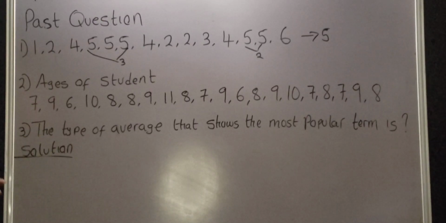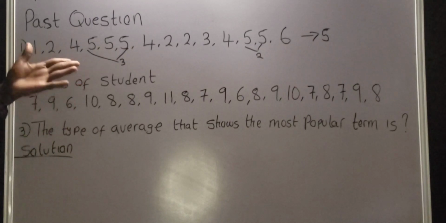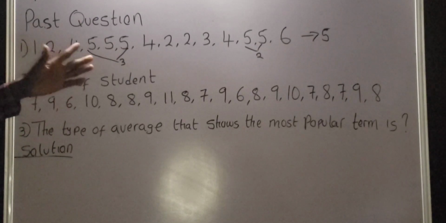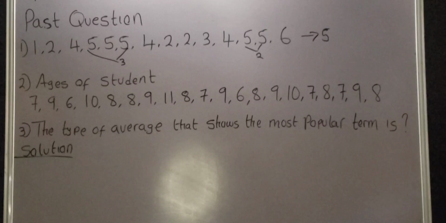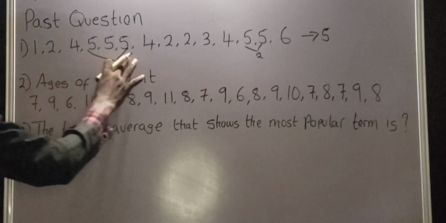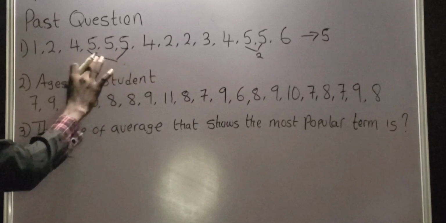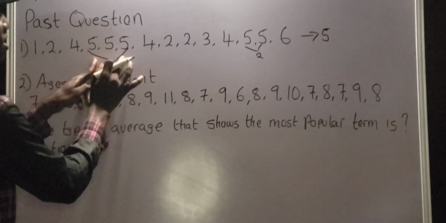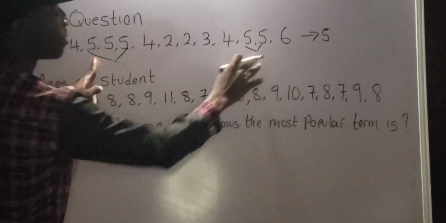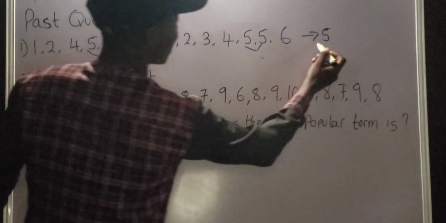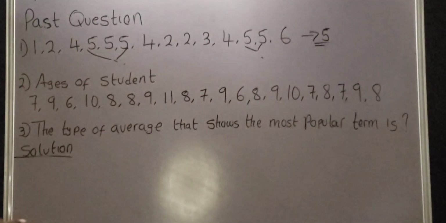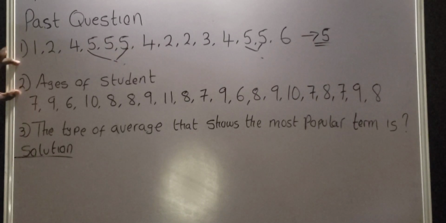But for me now, I'm already an expert in this aspect, so I can easily determine my mode without even arranging in ascending order. You understand what I'm saying? I put that there so as to enhance simplicity so that you can understand very well. So the mode of this data is what? The mode of the data is 5 because we have 3 fives here and 2 fives here, and 3 plus 2, that is 5. So the mode of the data is 5. You understand?